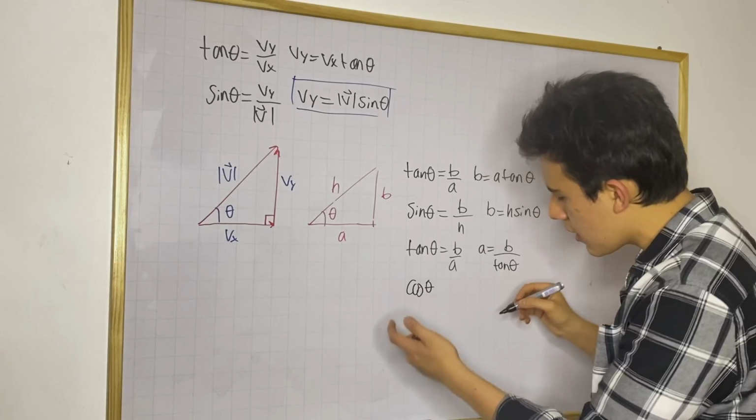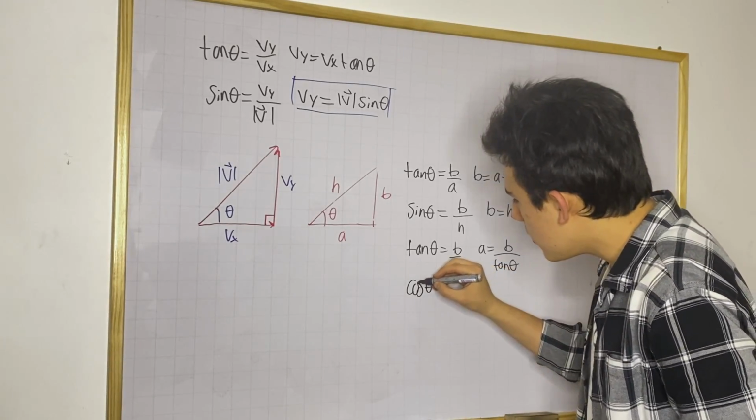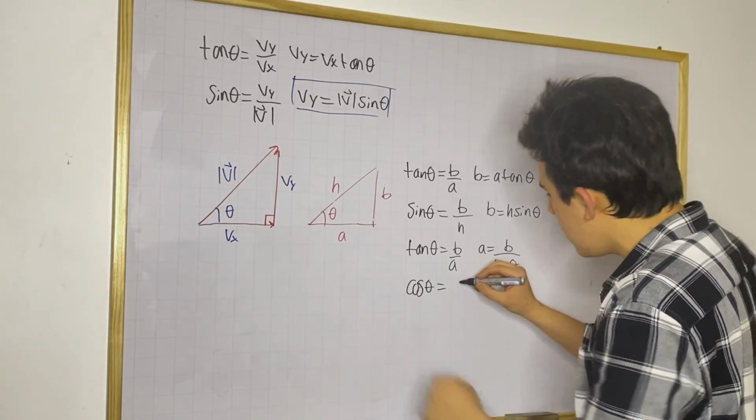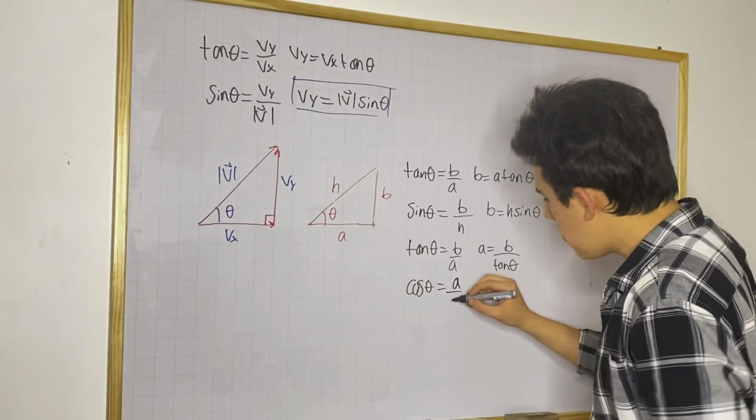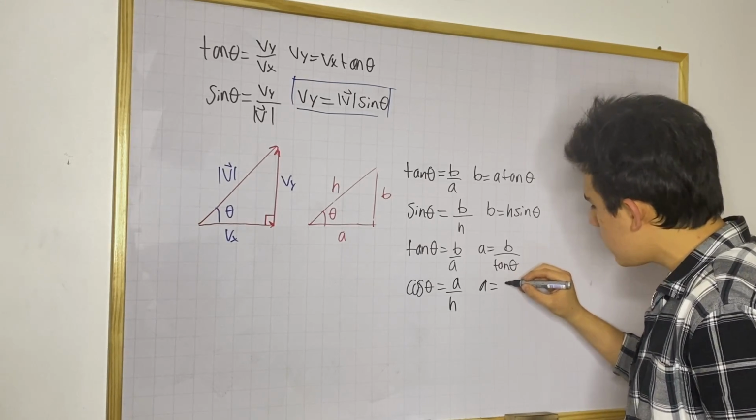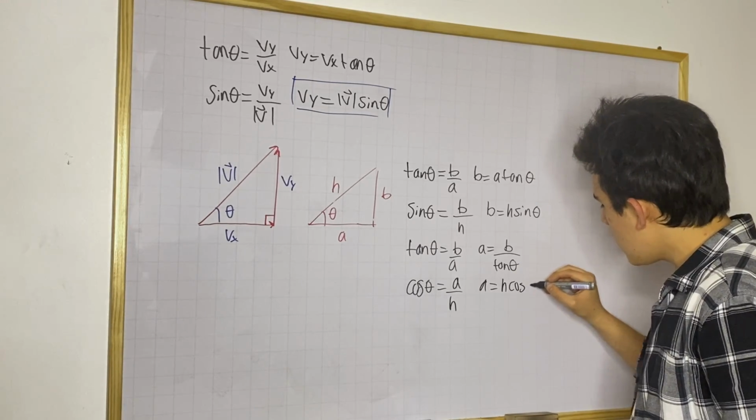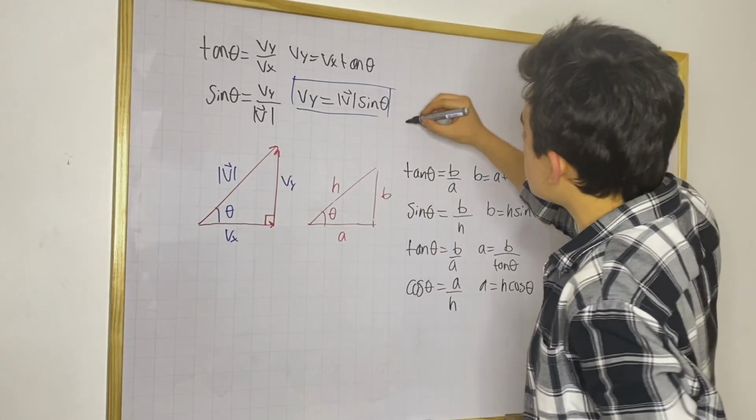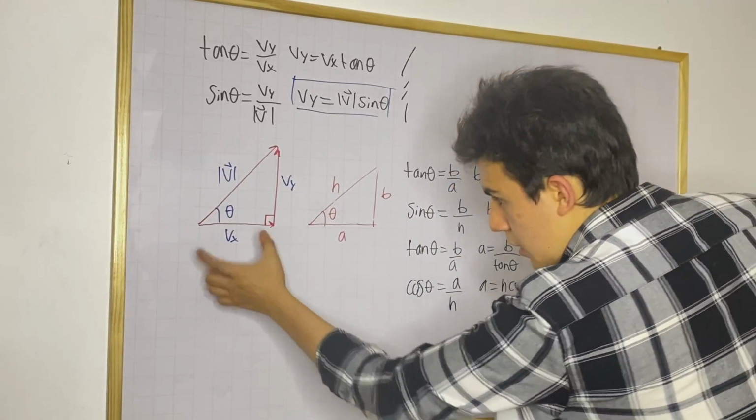Yeah, I know it looks like an O, but that's an S. We do this. Cosine of theta is going to be equal to the adjacent side, which is A, over the hypotenuse. And if you wanted to find A, then you would just get A is equal to H times cosine theta, okay?